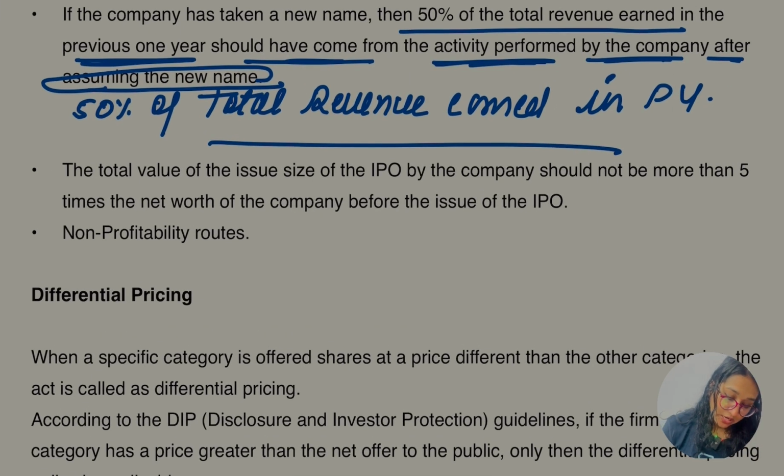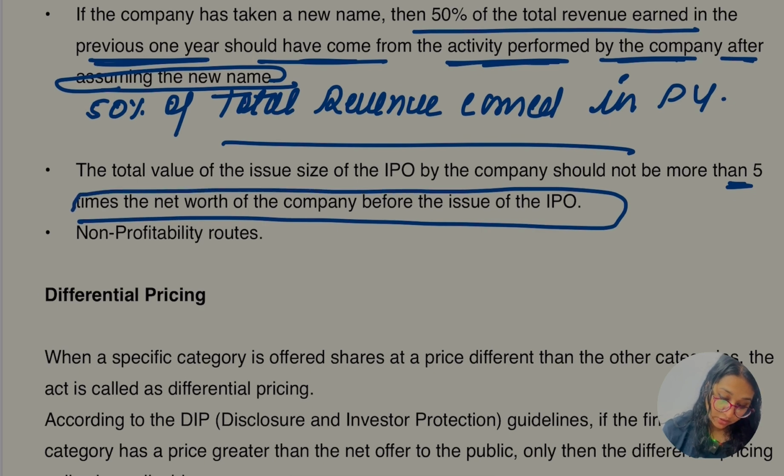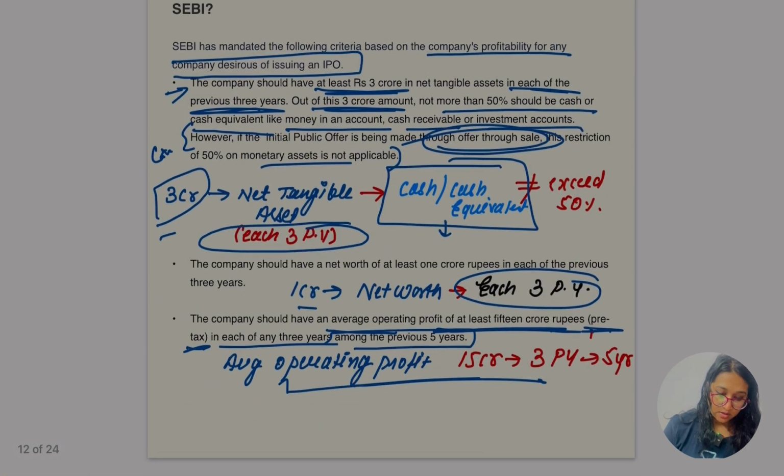Then the total value of the issue share of the IPO by the company should not be more than 5 times the net worth of the company before the issue of the IPO. So can I say the total value of the issue size of the IPO by the company should not be more than 5 times. 5 times of what? 5 times of net worth. ठीक है, net worth of the company before issuing the IPO. So the last point is about the non-profitability routes. So up to this we have to keep everything in our mind.